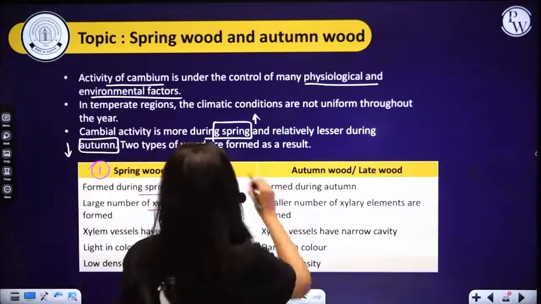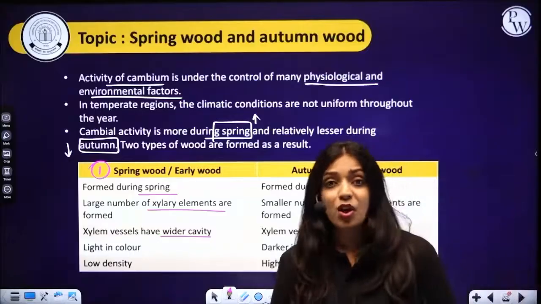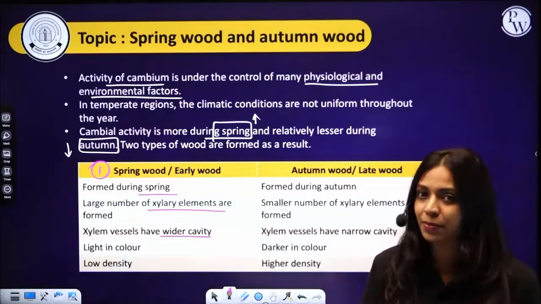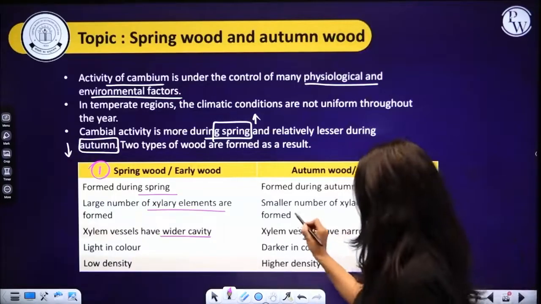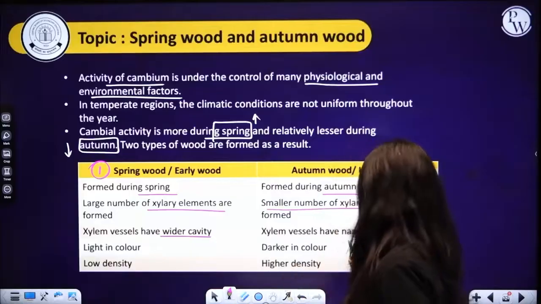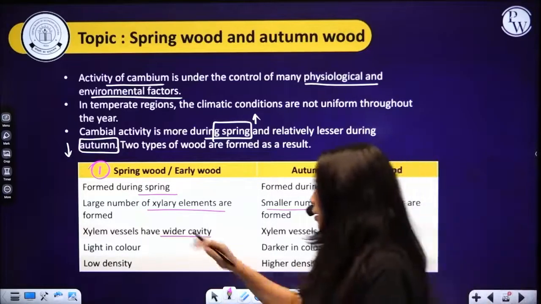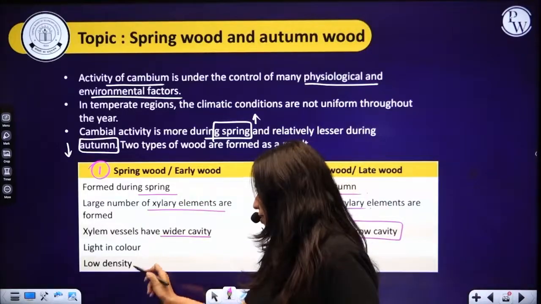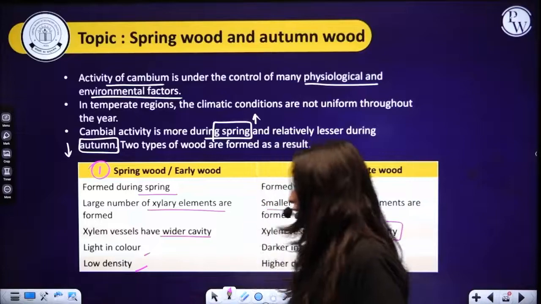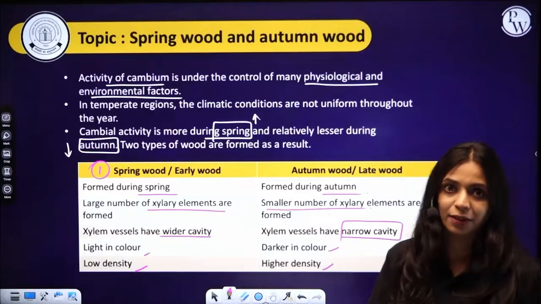Coming to autumn wood, during autumn, the activity of cambium is not very great. So the number of xylem elements that is formed during autumn is less, or xylary elements is less. And also they have a relatively narrower cavity. The spring wood that is formed during spring has low density and it is light in color, whereas autumn wood has higher density and it is darker in color.